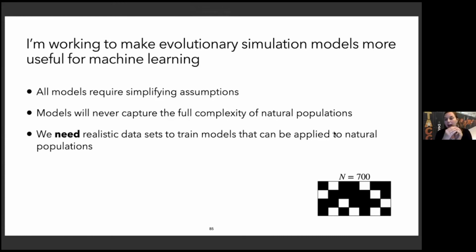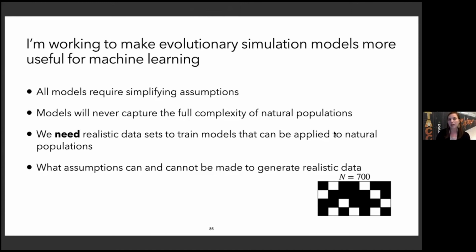To actually train these models, we do need this realistic data, so that we can apply them to our natural populations. So what I'm doing is evaluating in what cases our simulation models are useful for our machine learning task. Really what I'm asking is, what assumptions that we made in our models can we use to generate realistic data? And what assumptions cause us to produce unrealistic data?